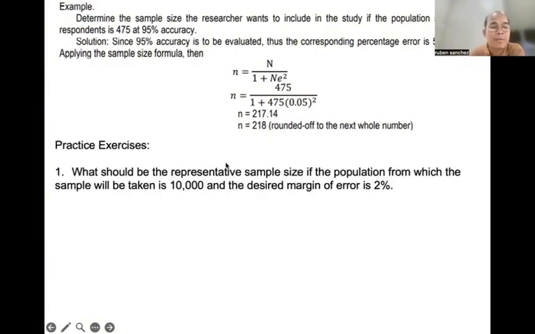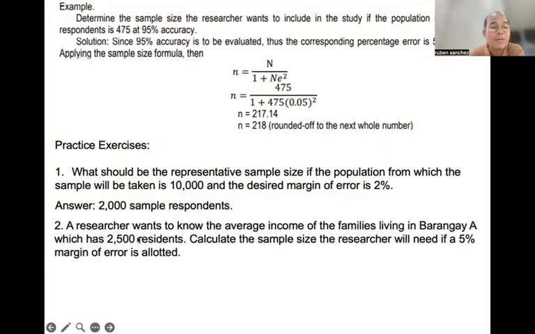We have here the practice exercises. What should be the representative sample size if the population from which the sample will be taken is 10,000 and the desired margin of error is 2%? Again, substitute this in the formula. Don't forget to transform the 2% to its decimal form, so that will be 0.02. Then square it, multiply by 10,000, plus 1. Then 10,000 divided by the answer of the denominator, class. So the answer for this is 2,000 sample respondents.